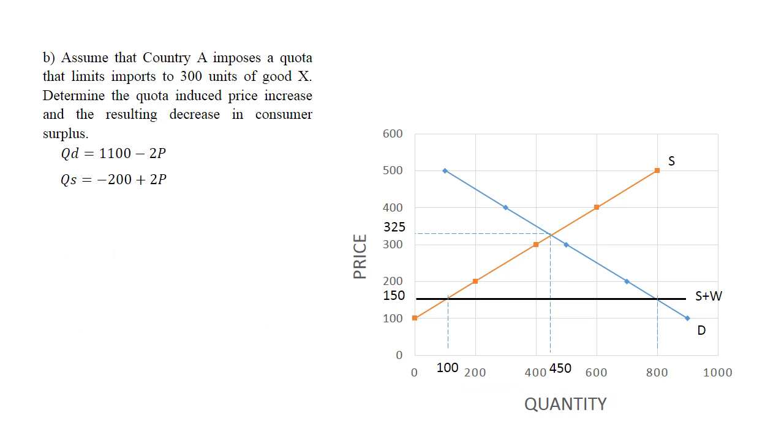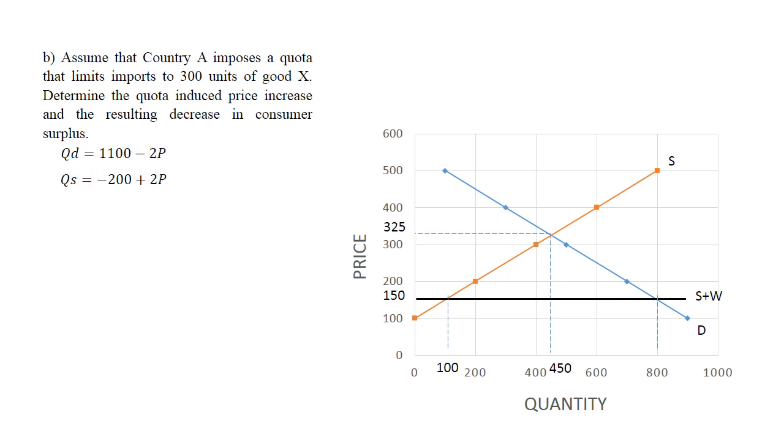Okay, next we'll try to answer question B. Assume that country A imposes a quota that limits imports to 300 units of good X. Determine the quota-induced price increase and the resulting decrease in consumer surplus. So to determine the price after the government imposes the import quota, what you have to do is use this function, the demand function and supply function.